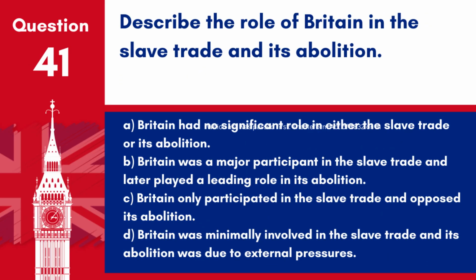Question 41. Describe the role of Britain in the slave trade and its abolition. A. Britain had no significant role in either the slave trade or its abolition. B. Britain was a major participant in the slave trade and later played a leading role in its abolition. C. Britain only participated in the slave trade and opposed its abolition. D. Britain was minimally involved in the slave trade and its abolition was due to external pressures.